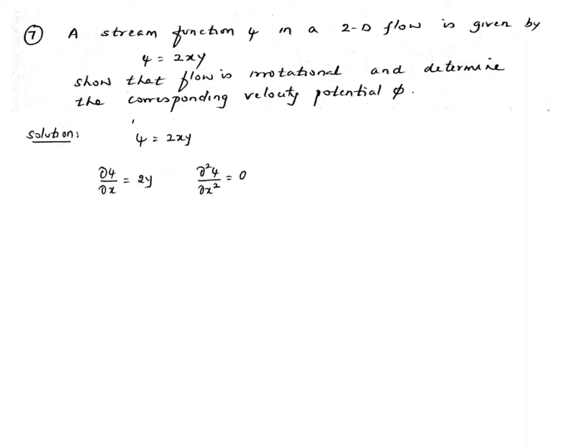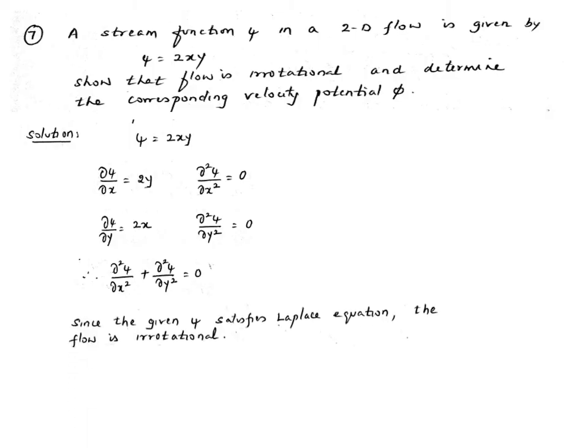Here, differentiating with respect to x gives 2y, and there is no x term, so the next differentiation will be 0. Again, dou psi by dou y is 2x, and one more differentiation will give 0. So dou square psi by dou x square plus dou square psi by dou y square is 0. Since the given function psi satisfies the Laplace equation, the flow is irrotational.